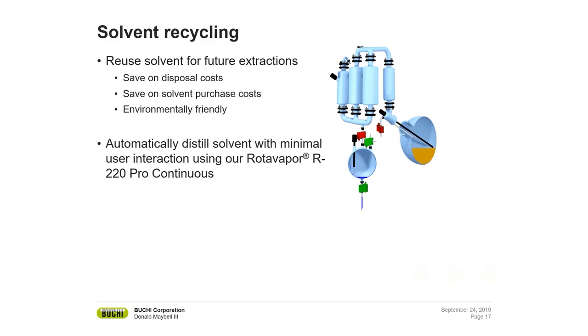So this allows you to reuse solvent for future extractions, as I mentioned before, and you get to save on disposal costs, save on solvent purchase costs, and it also remains environmentally friendly. As I mentioned before, having that proper condensation means the minimum amount of solvents are going into the atmosphere, and you just have that automatic distillation with the R220 Pro Continuous.